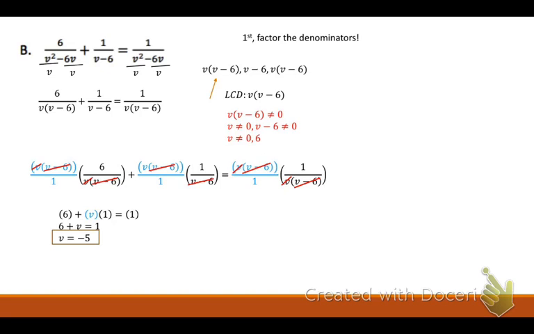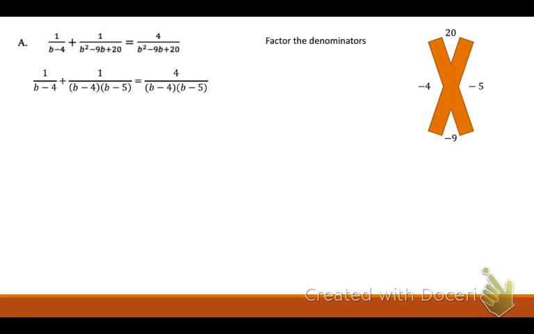Okay? Let's look at this last one. So again, first things first, I always need to factor the denominator. So I'm going to factor the b squared minus 9b plus 20. So I have to see what multiplies to be 20 adds to be negative 9. That's negative 4 and negative 5. So those factor down to b minus 5 and b minus 4. Then I need to find my common denominator. So I have b minus 4, b minus 4 and b minus 5, and then b minus 4 and b minus 5. So b minus 4 times b minus 5 is my common denominator.